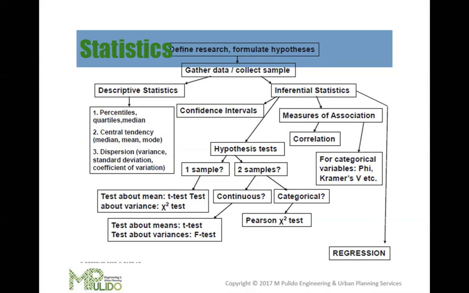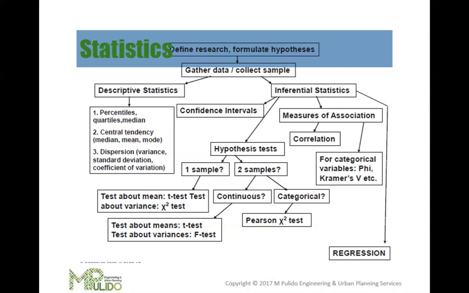Then measures of association. Okay, there's correlation. Correlation measures the strength and direction of the linear relationship between two continuous variables. Example, Pearson correlation coefficient to assess the relationship between study hours and test scores. So for categorical variables, measures like phi and Cramer's V are used to assess the association between two categorical variables. Example, Cramer's V to measure the association between gender and preference for a particular teaching method.